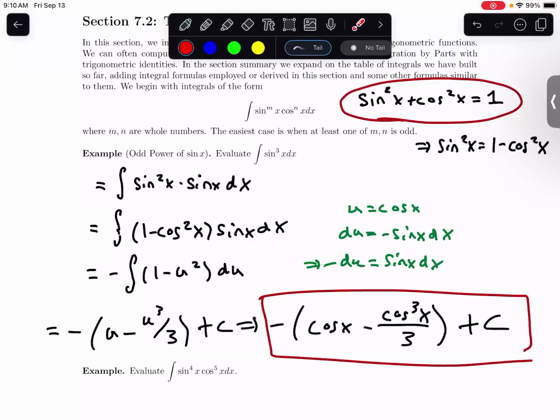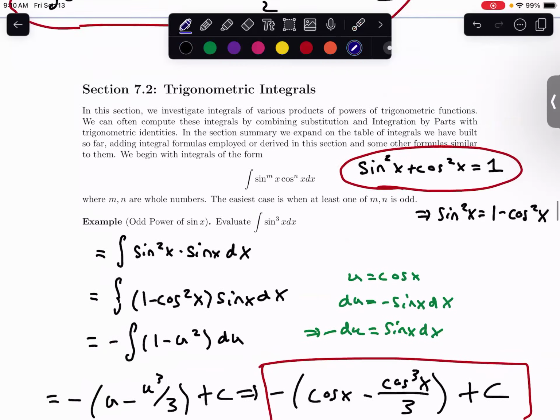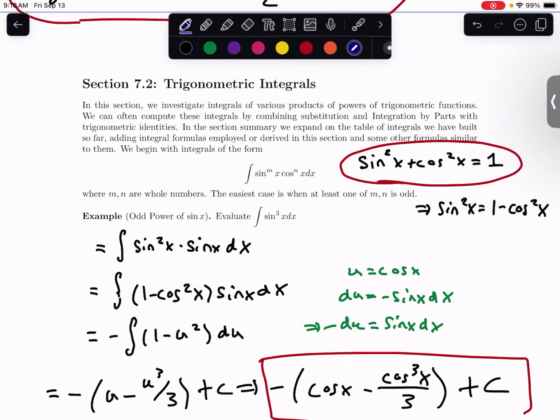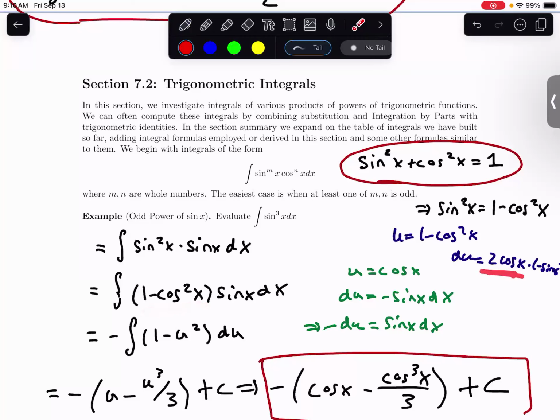If you made it, I think it would be difficult. It might work out, but it would be difficult. Like if you let u be equal to 1 minus cosine squared of x, the du is then going to be 2 cosine of x multiplied by minus sine of x, because you have to do the chain rule. And then from here, this would be your u, but then you have this extra cosine of x. So I don't see how it would work out too well, or at least it would be more difficult.